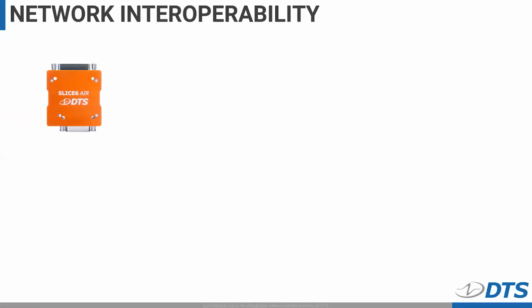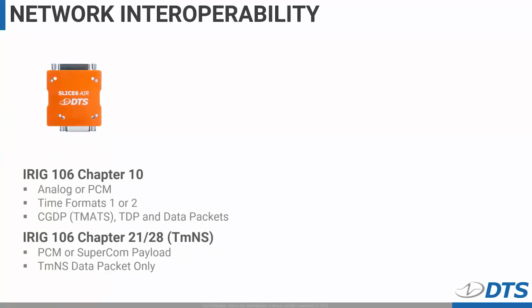So we really designed this product to be interoperable with existing products, or specifically existing flight test products in the market. As such, we support two of the commonly adopted standards here: IRIG 106 Chapter 10 and IRIG 106 Chapter 21 and 28, commonly known as TmNS. For Chapter 10, we can format the data in either an analog or PCM format. We support both time formats 1 or 2, and the system generates a CGDP or TMATS, TDP, and data packets as well in the payload.